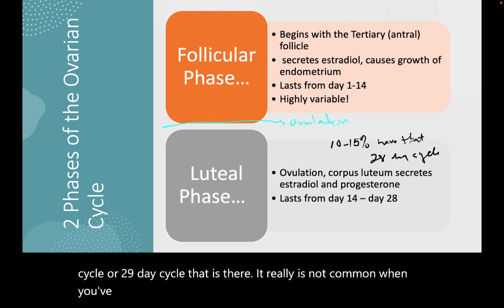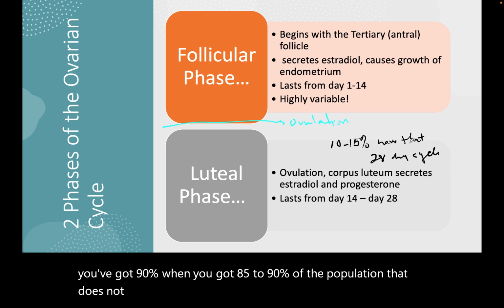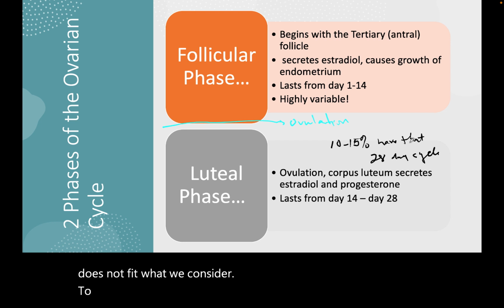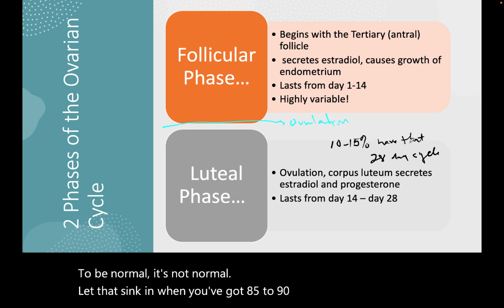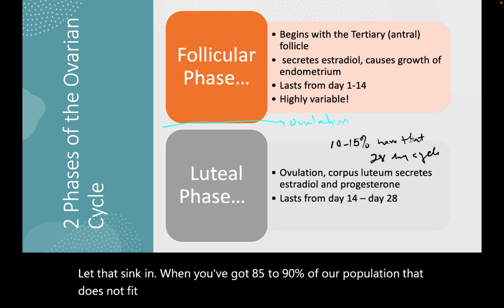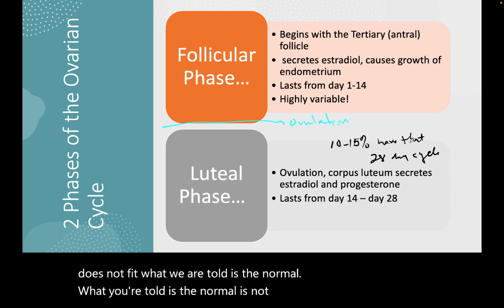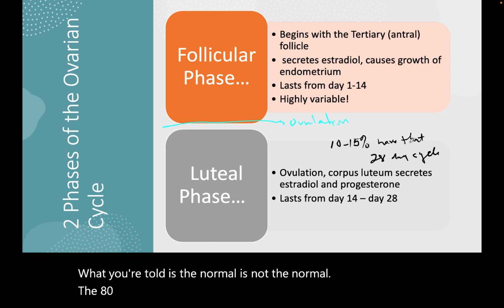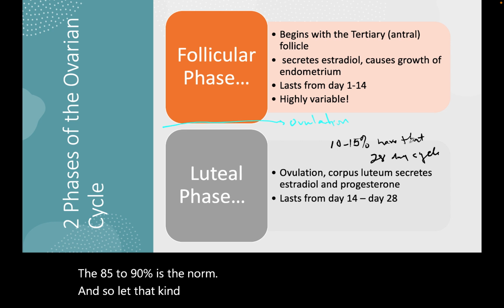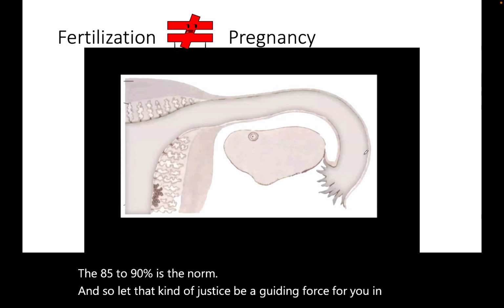When you've got 85 to 90% of the population that does not fit what we consider to be normal, it's not normal. Let that sink in. When you've got 85 to 90% of our population that does not fit what we are told is the normal, what you're told is the normal is not the normal. The 85 to 90% is the norm. Right? And so let that be a guiding force for you in thinking about this.